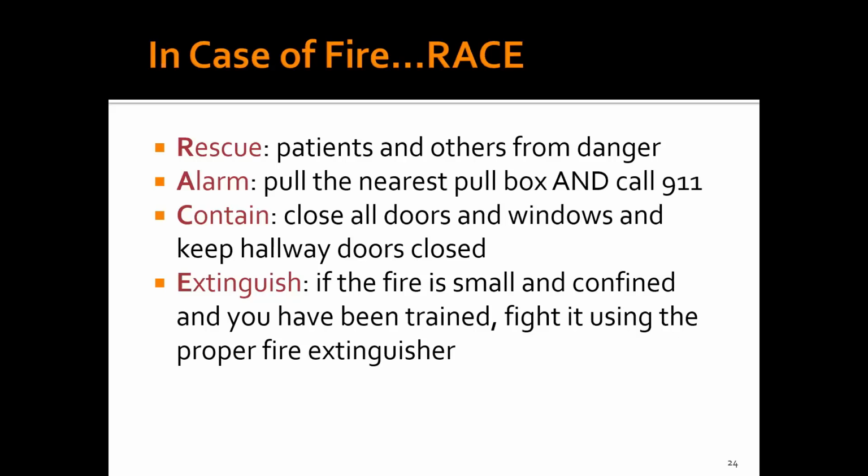The acronym RACE. Every single hospital uses this. Rescue the patients, pull the alarm, call 911 if possible, contain the fire, close doors and windows. And if it's safe and you're able to do so, try to extinguish it with the fire extinguishers.